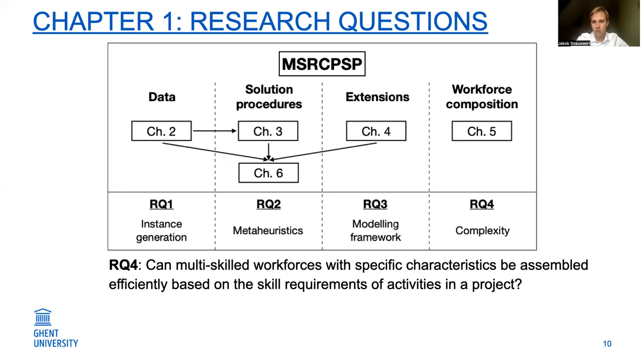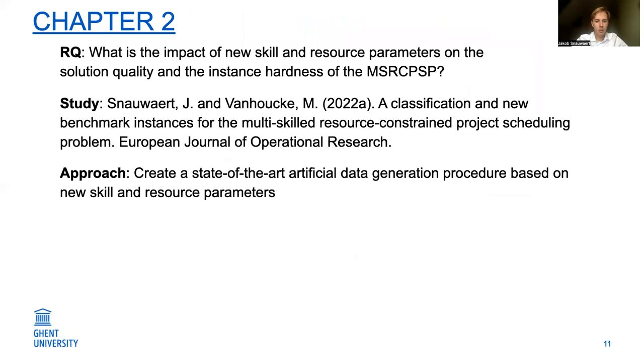Now, to start off in chapter two, we focus, as mentioned, on artificial instance generation for the MSRCPSP. More specifically, we look at what resource and skill parameters we need to have to assemble a single MSRCPSP instance. Additionally, we will analyze the impact or the predictive power of these parameters on instance hardness. For this, of course, we will create a state-of-the-art artificial data generation procedure based on these new parameters. This study has been accepted and published in the European Journal of Operational Research.